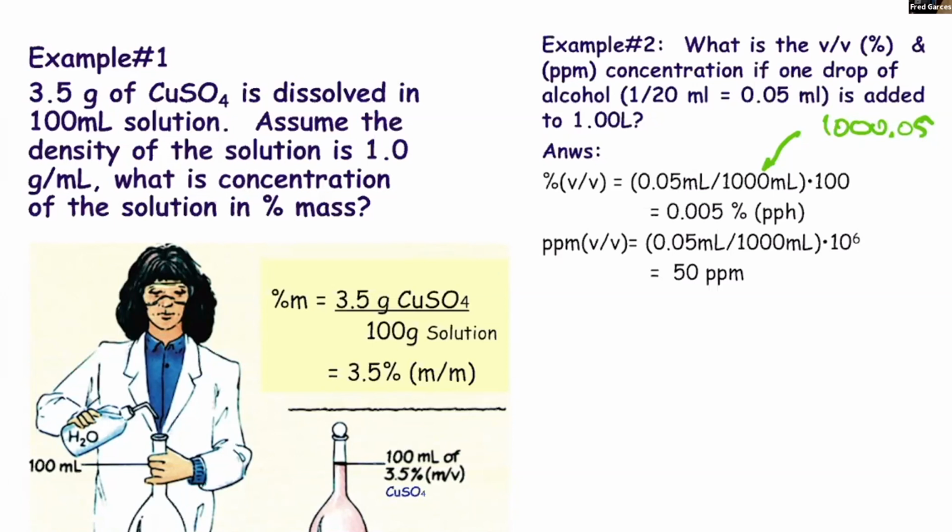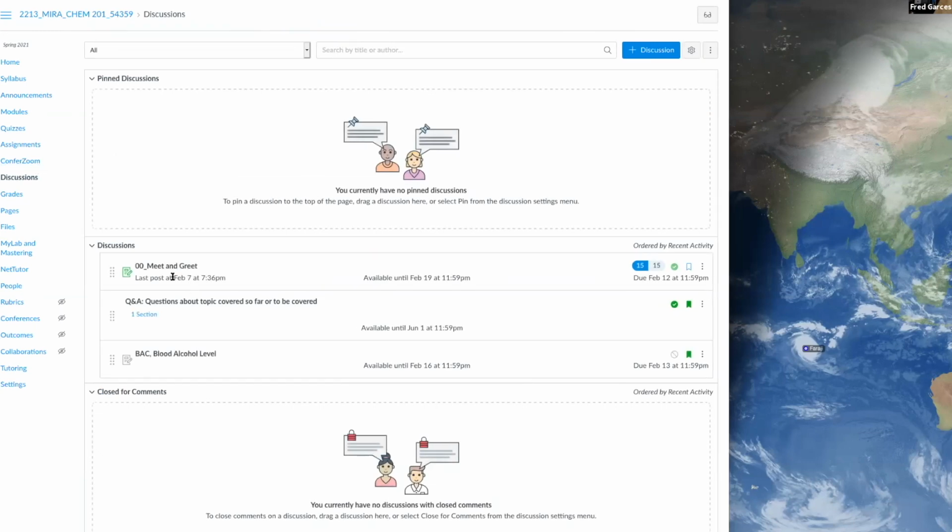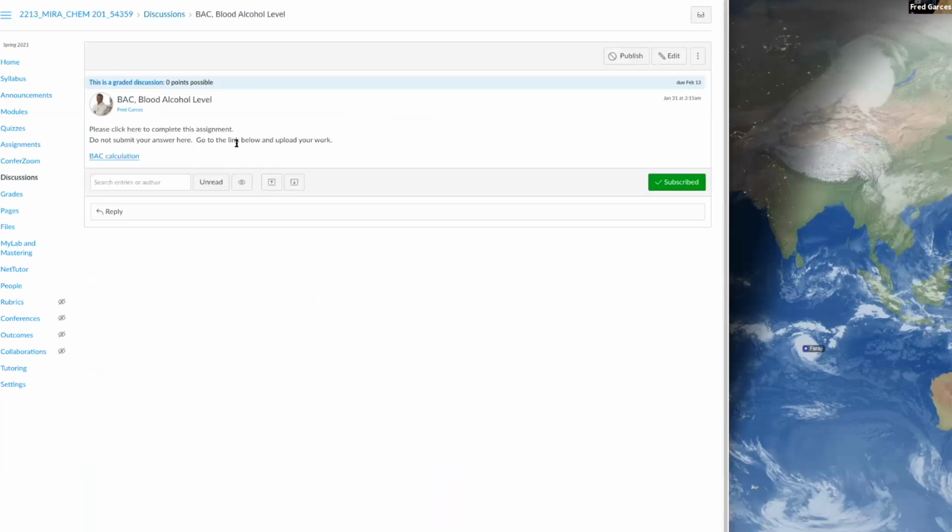Take a look at Canvas. Let me see if I can switch view here, because there is a question on BAC. You guys can look at that and submit that. Let me change my screen here and do this. Let me go to Canvas so that you guys can see that. So I think you guys see my screen here. Let me go over here, I think it's under discussion. One of you already submitted this. So under the discussion right here, BAC, blood alcohol level, you can open that. Now don't submit anything here.